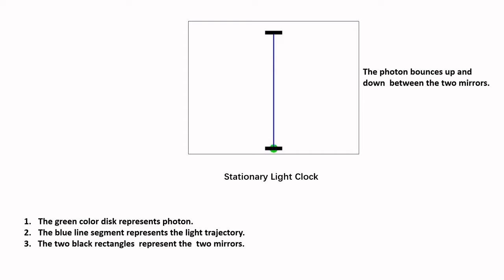Here it shows a stationary light clock. The photon bounces up and down between 2 measures. In the video, the green color disk represents the photon. The blue light segment represents the light trajectory, and the 2 black rectangles represent 2 measures. Okay, here we can see that this kind of pattern constructs a light clock. We call it a stationary light clock.